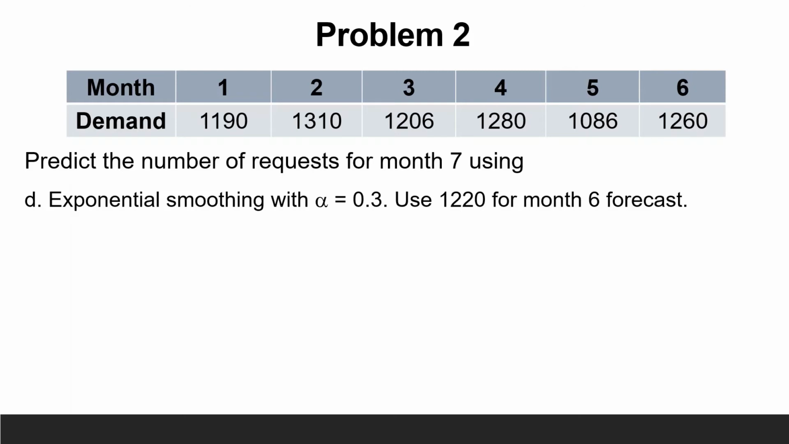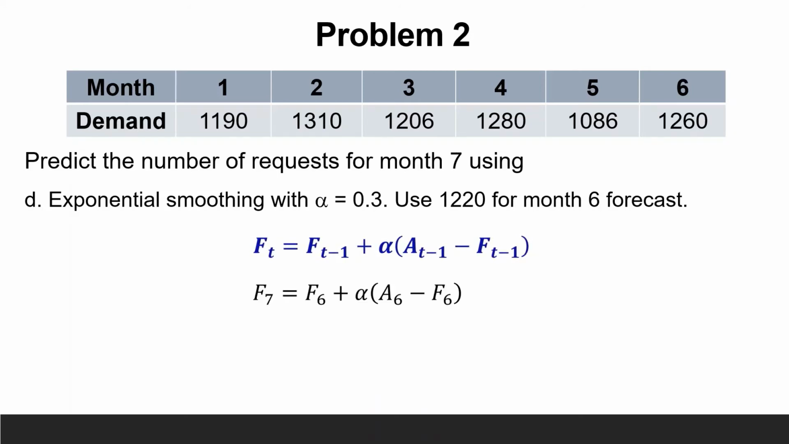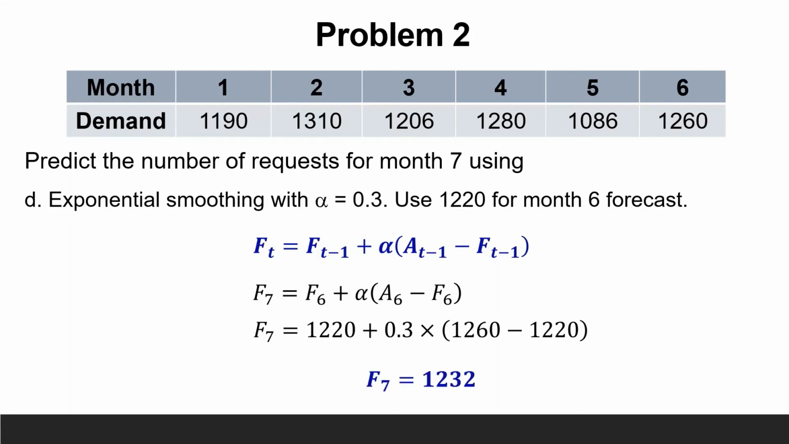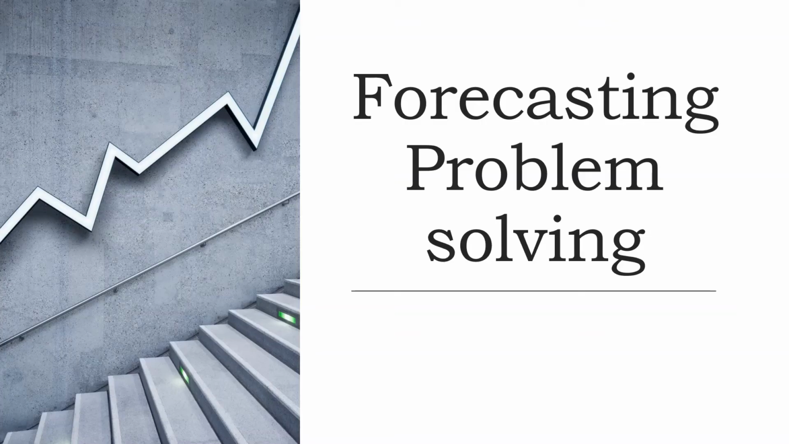The last requirement is to calculate the forecast for month 7 using exponential smoothing with a smoothing constant of 0.3. Known that the forecast for month 6 was 1220. Applying the exponential smoothing equation, F7 equals F6 plus alpha multiplied by (A6 minus F6). This equals 1220 plus 0.3 multiplied by (1260 minus 1220), which equals 1232.